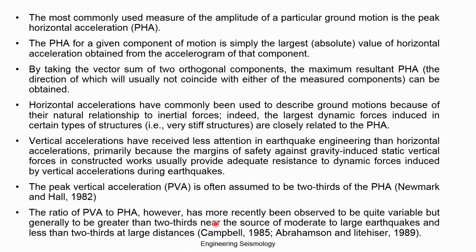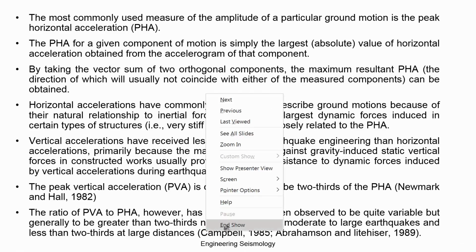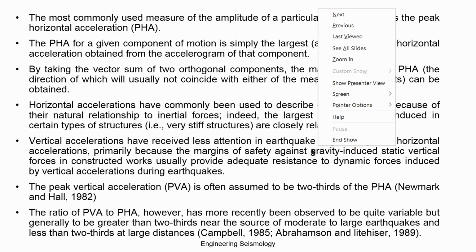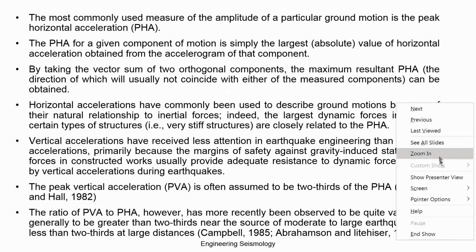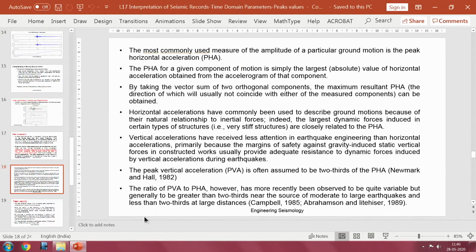The ratio of PVA to PHA has more recently been observed to be quite variable, but generally greater than 2/3 near the source for moderate to large earthquakes, and less than 2/3 at long distances. That was some of the observations that have been made. In India, nobody has really studied this kind of observation, so one has to estimate whether we have the 2/3 or some other value.